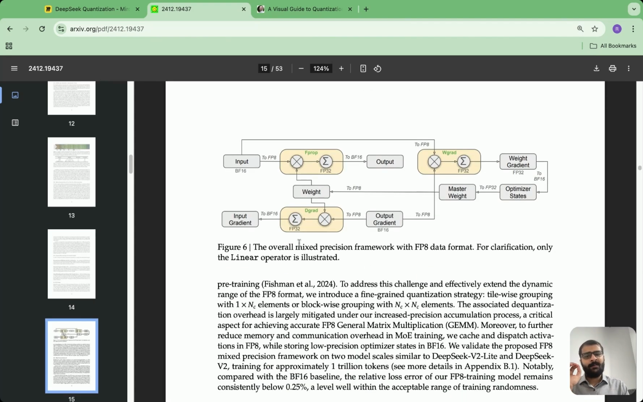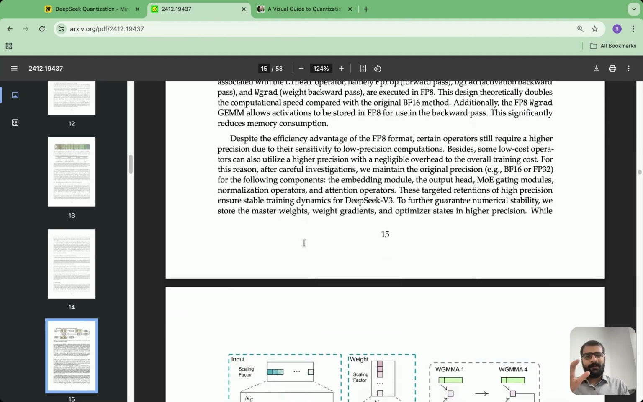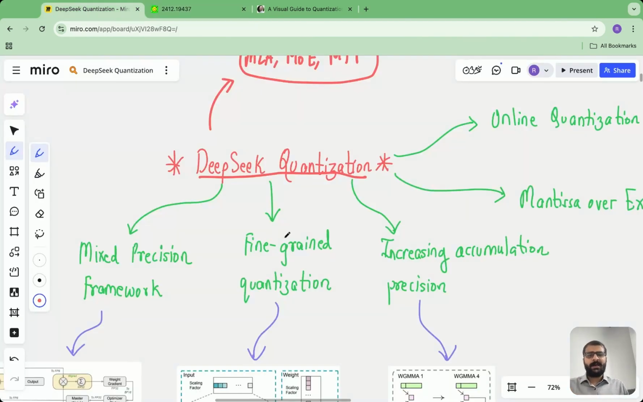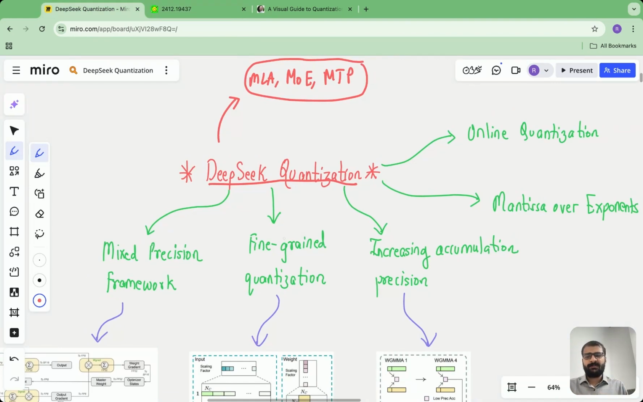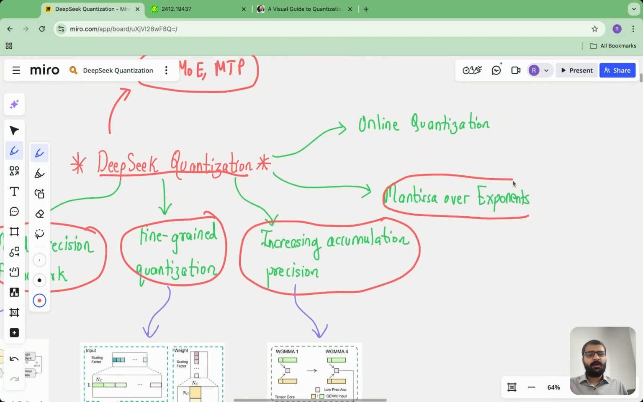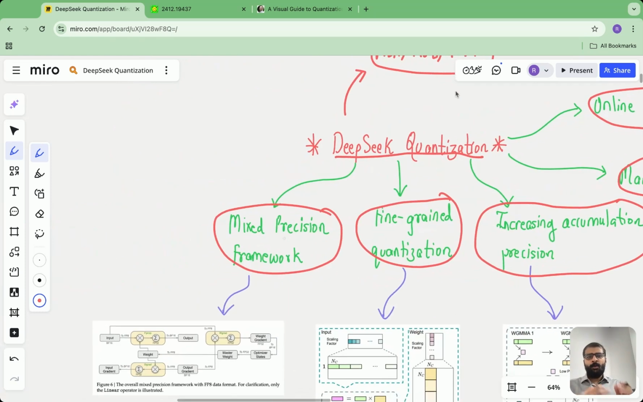floating point 8 training, and in this section they implemented several aspects with respect to quantization, and I've divided those into five major aspects: mixed precision framework, fine grained quantization, increasing accumulation precision, mantissa over exponents, and then online quantization. In today's lecture we'll cover mixed precision framework and fine grained quantization.